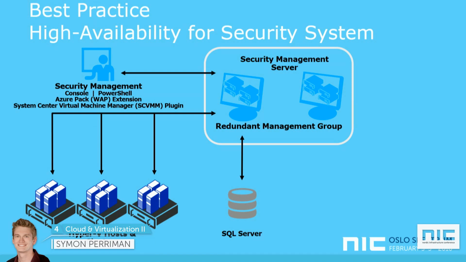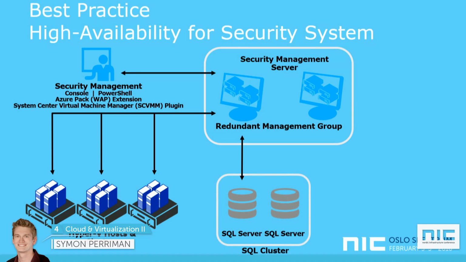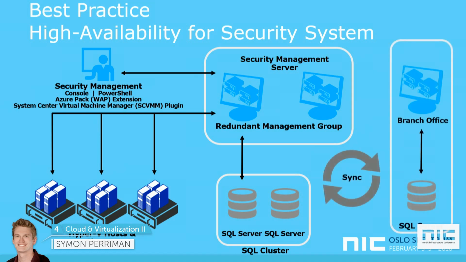Keep it redundant, so if one of those instances goes down, you need to patch it, there's a secondary instance available. Use high availability on your databases. Take advantage of things like SQL clustering. Replication, make sure that that data is always available as well. And with your branch offices, have synchronization.